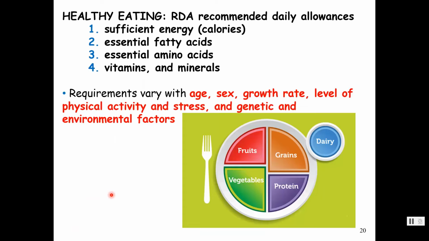So the last thing I want to talk about in this section is recommended daily allowances, so healthy eating. And so healthy eating is going to provide sufficient energy, so the right number of calories, all the essential fatty acids, essential amino acids. Remember, the liver can't make those. They have to be consumed in the diet. All the vitamins and the minerals that are needed. The requirements are going to vary with age, sex, growth rate, level of physical activity. When someone is stressed, they require more calories, and genetic and environmental factors.